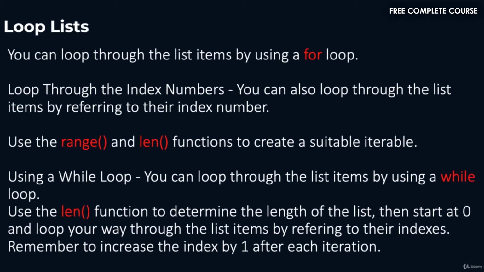Use the range and length functions to create a suitable interval. Using a while loop, you can loop through the list items by using a while loop. Use the length function to determine the length of the list, then start at 0 and loop your way through the list items by referring to their indexes. Remember to increase the index by 1 after each iteration.